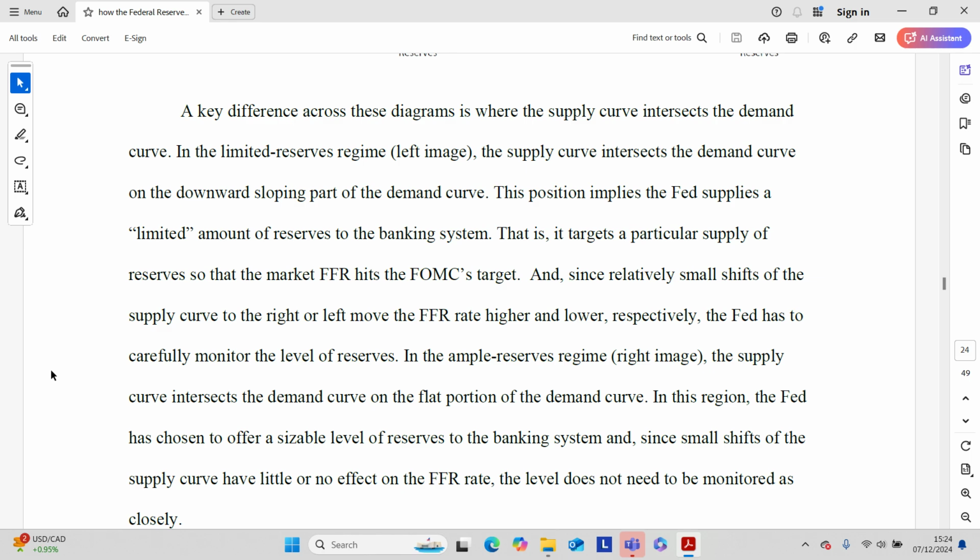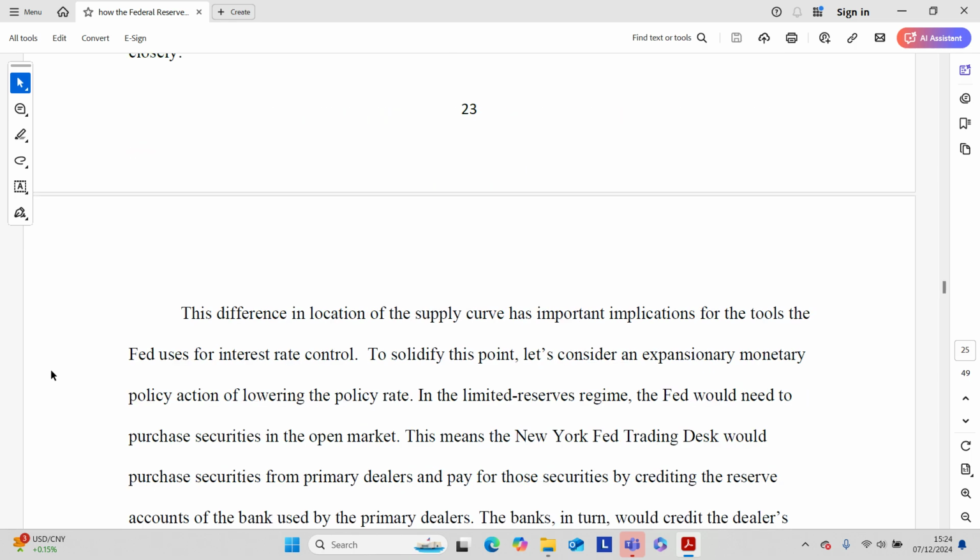In the ample reserve regime, or right image, the supply curve intersects the demand curve on the flat portion of the demand curve. In this section, the Fed has chosen to offer a sizable level of reserves to the banking system, and since small shifts of the supply curve have little or no effect on the FFR, the level does not need to be monitored as closely. This difference in the location of the supply curve has important implications for the tools the Fed uses for interest rate control. To solidify this, let's consider an expansionary monetary policy action of lowering the policy rate.